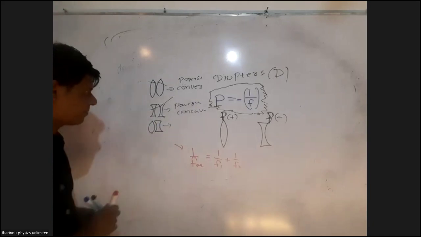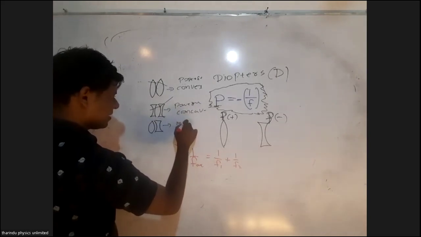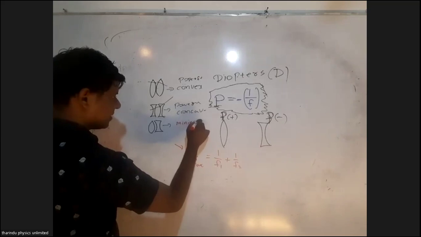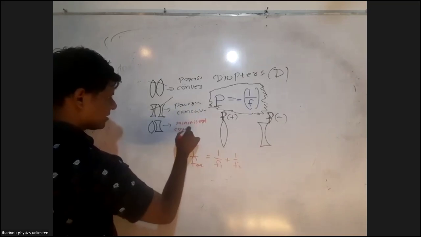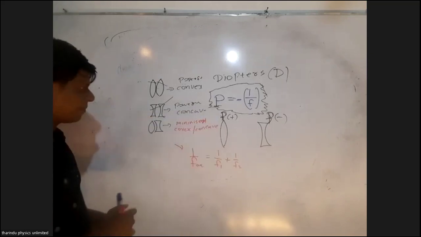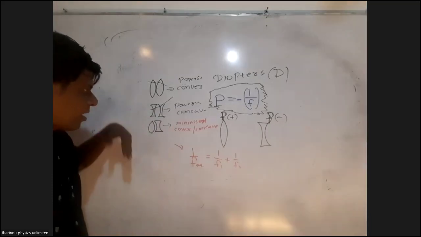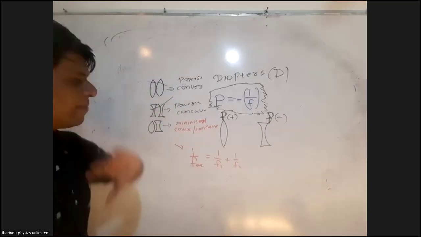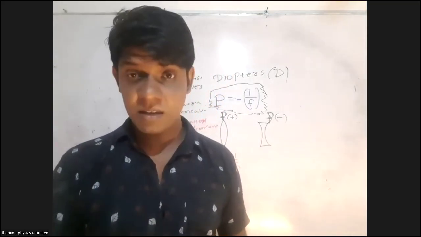In MCQs, what comes? What is it? A diluted, minimized one. Convex or concave? The ability is definitely minimized compared to a single lens. So how can it be a convex? How can it be a concave? That is the thing you have to determine. Tell me, how can it be a convex?